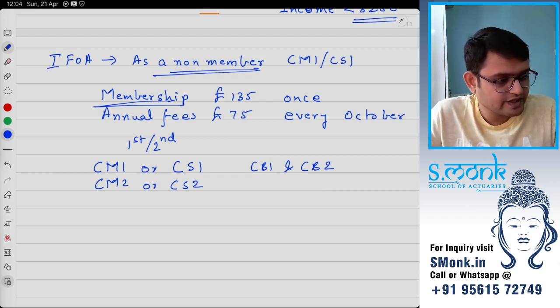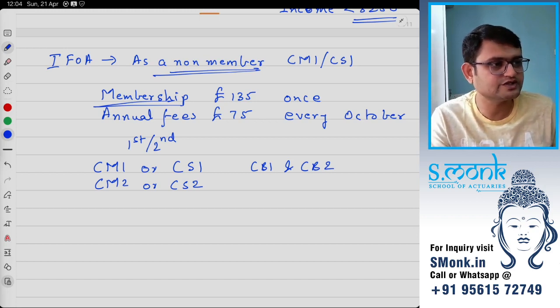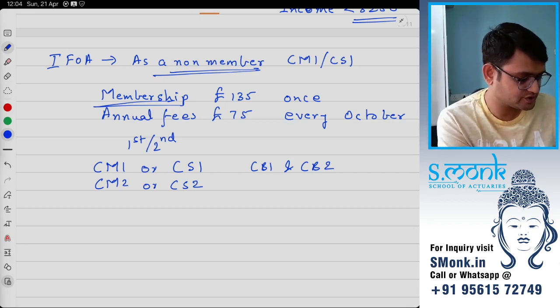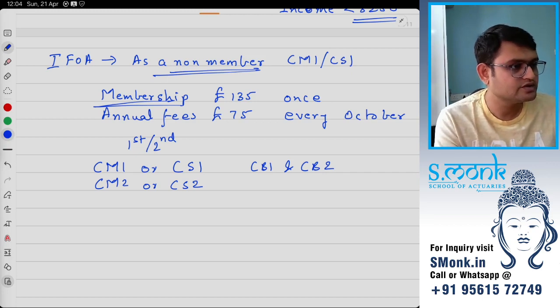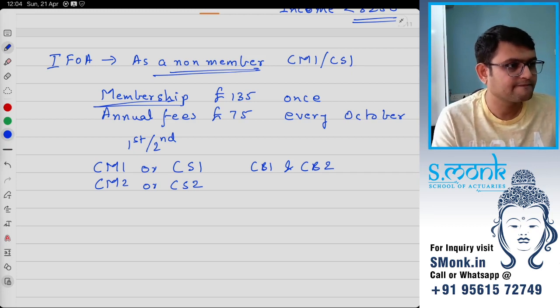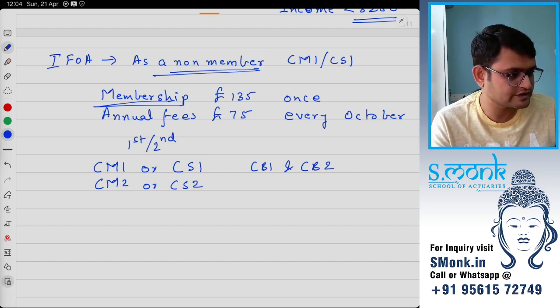So Ria, you're asking, I recently appeared for CS1. When should I take the membership if I want to appear in September for CM1? So see, that last date is always mentioned. I don't think right now it is mentioned. Let me just search. See, I think the last date will be somewhere in July. But I'll just show you where the last date would be written.